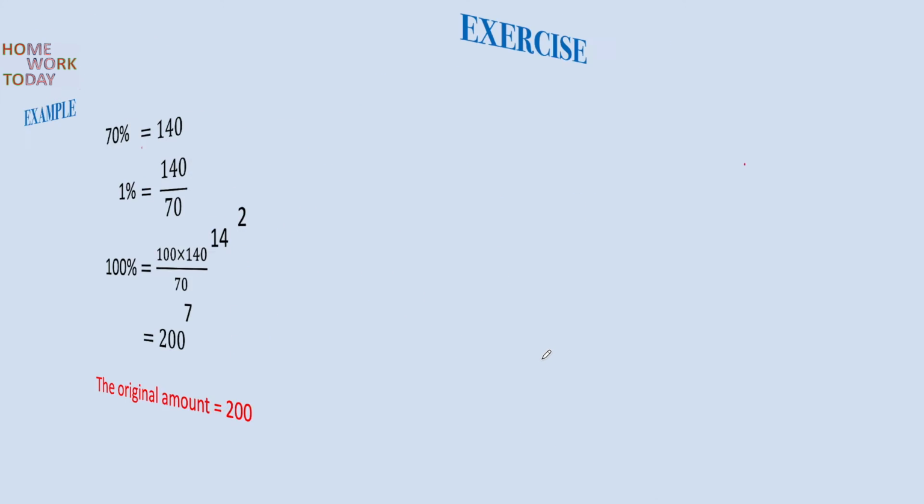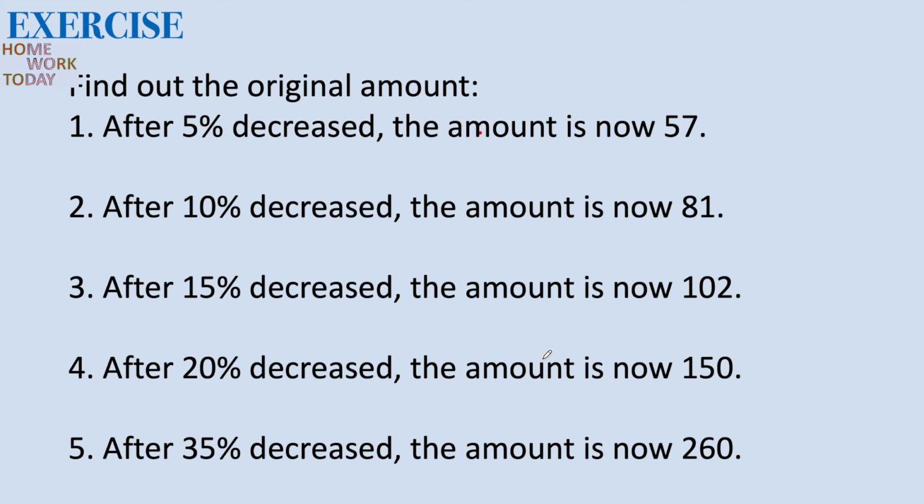Now pause the video and use one of the methods to find out the original amount of the following. I'll give you the answers and you can check with your answers once you play the video back again. Answers. Number 1, the original amount is 60. Number 2, the original amount is 90. Number 3, the original amount is 120. Number 4, the original amount is 187.5. Number 5, the original amount is 400.